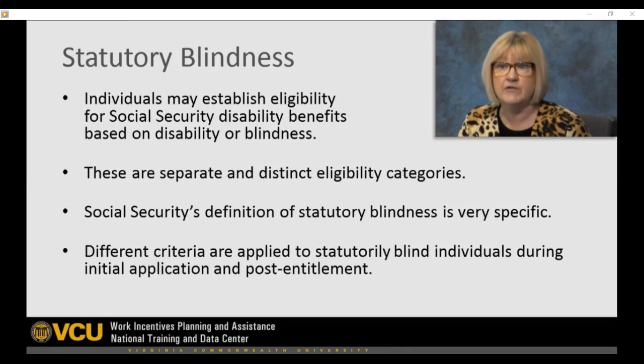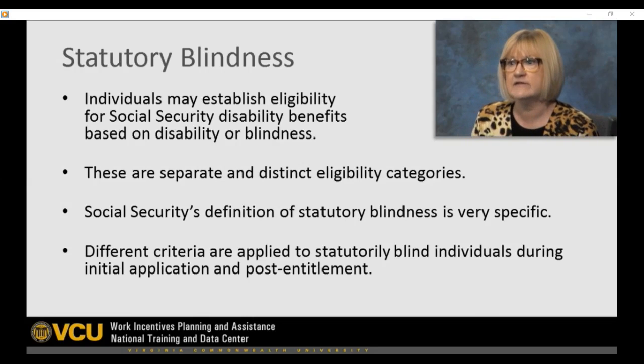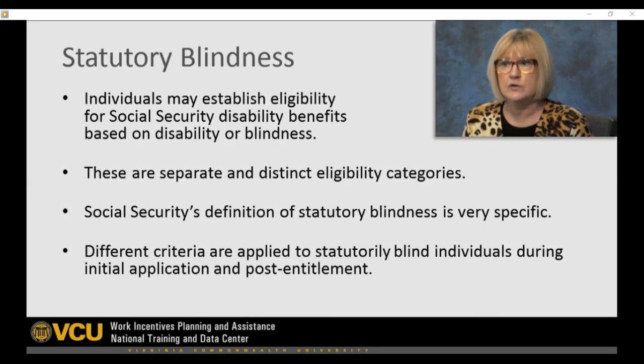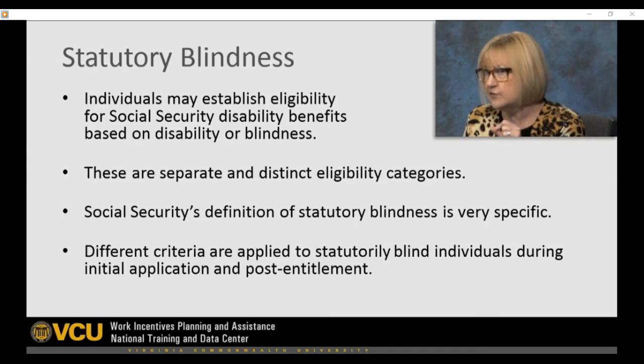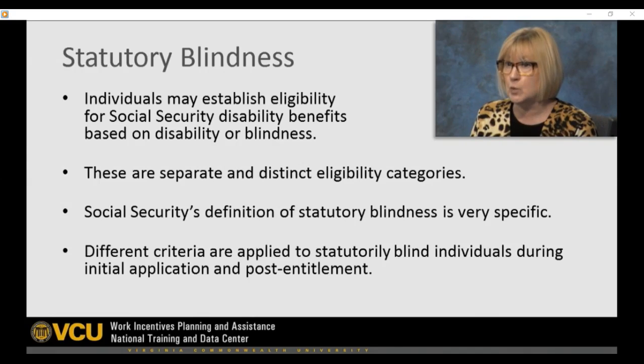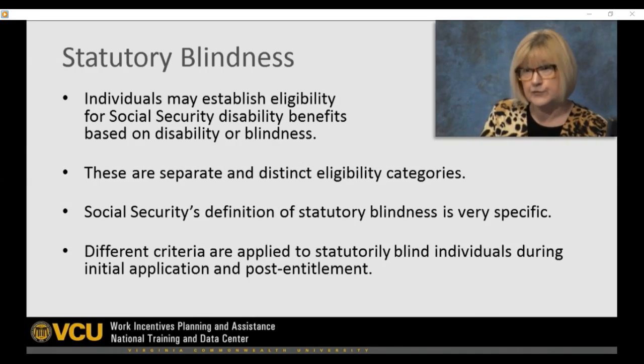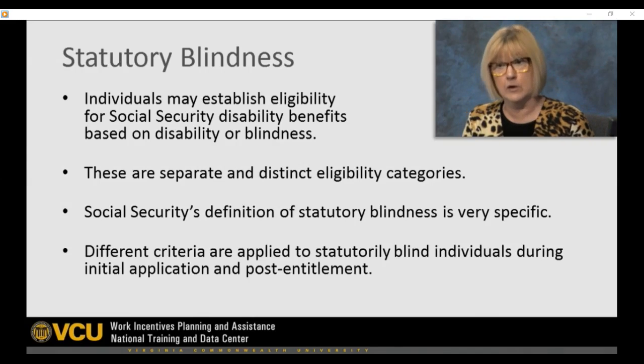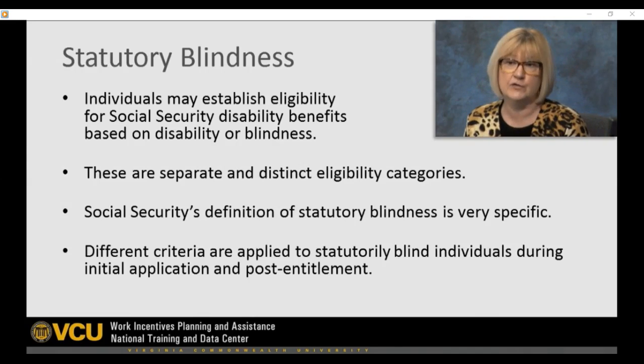It's in the listing of impairments, which we described earlier, and you can go to Social Security's website, search for that, and then find that definition if you are curious about what that is. Now, the different criteria are applied to statutorily blind individuals during initial application, and there are also some very specific rules after an individual has been found eligible for either a Title II disability benefit or SSI. There are different rules for folks who are statutorily blind. Something definitely to be aware of.